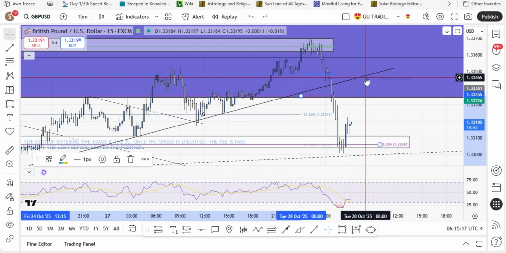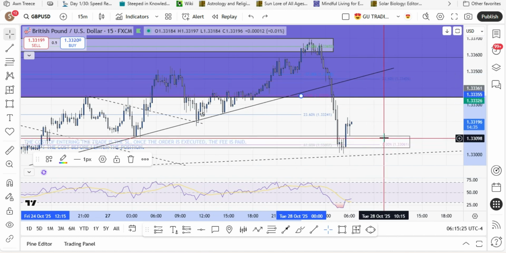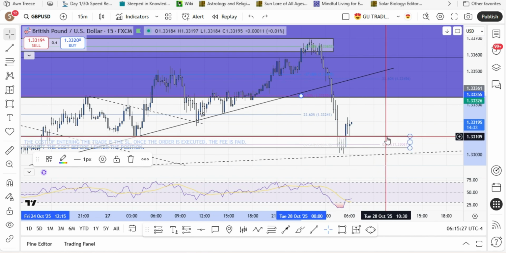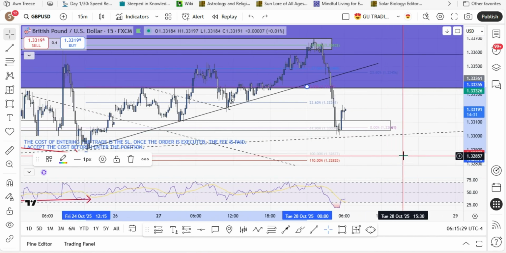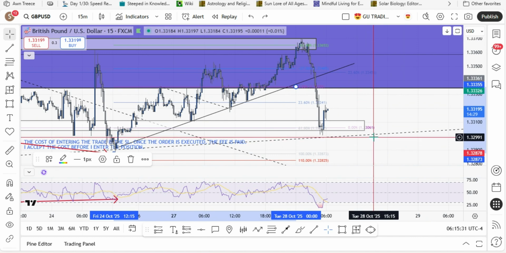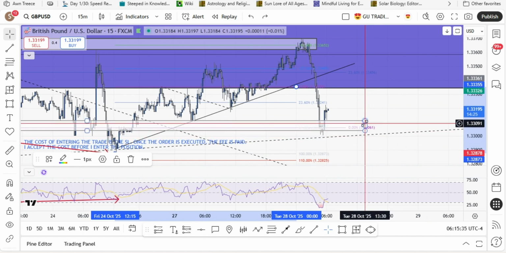So if and when that happens, I would be looking for a sale back down to this area right here, nearing this trend line. And that is the bias for today.